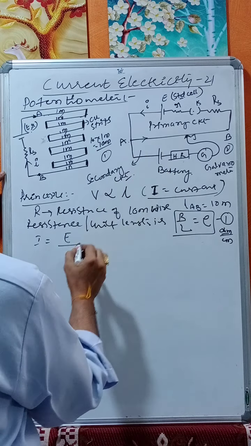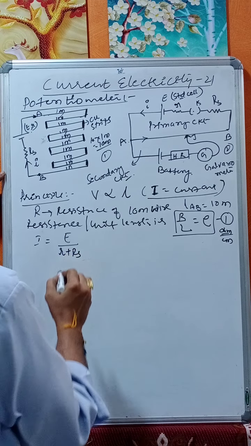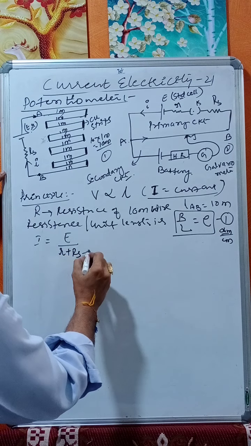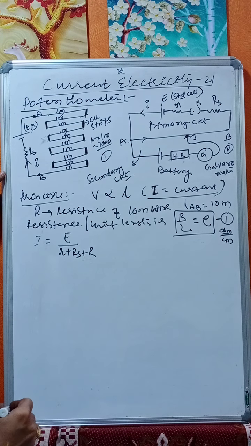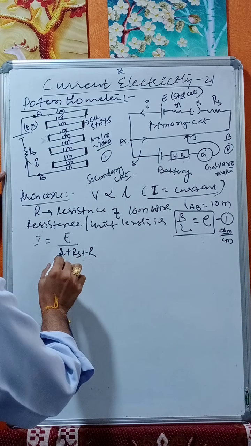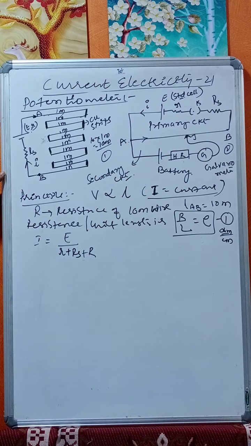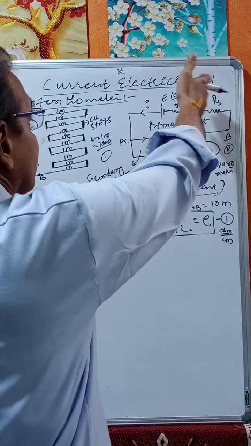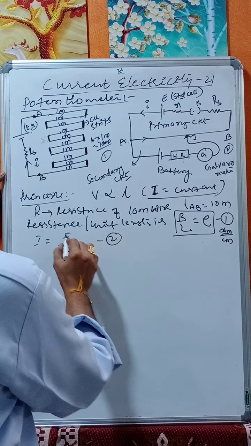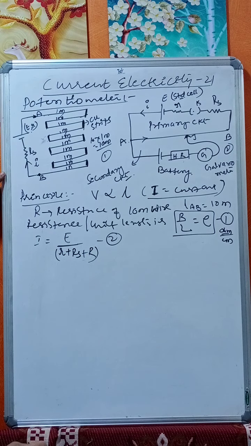That is E by R here, R plus RS. Here this is R plus RS plus R. What is this R? Resistance of the 10 meter wire. What is this R? R is the internal resistance. What is RS? RS is taken as standard resistance or source resistance. I is equals to E by R plus RS plus R is the current through the primary circuit.